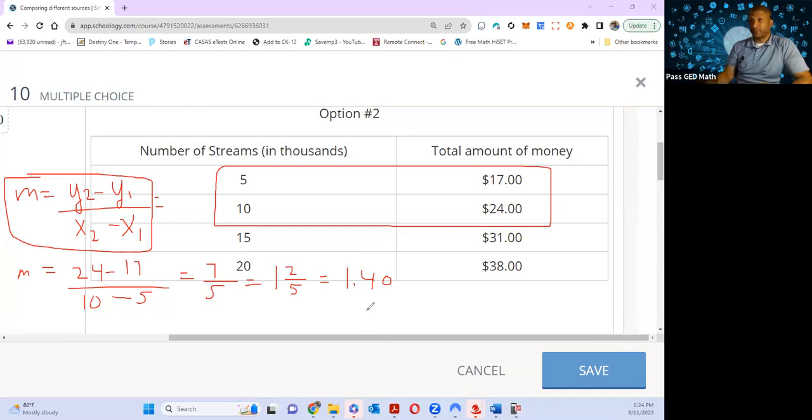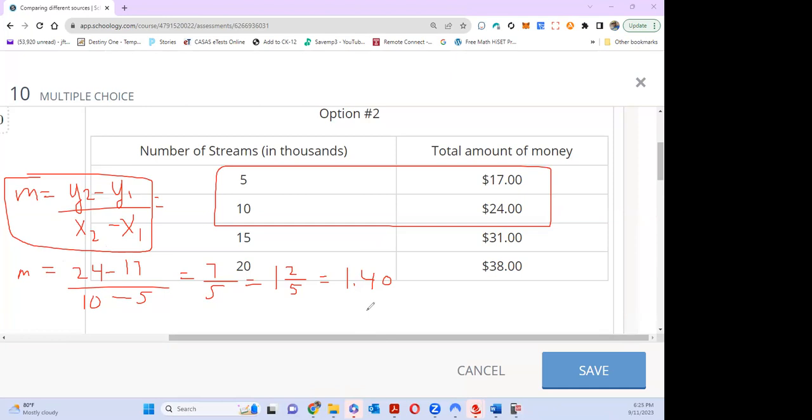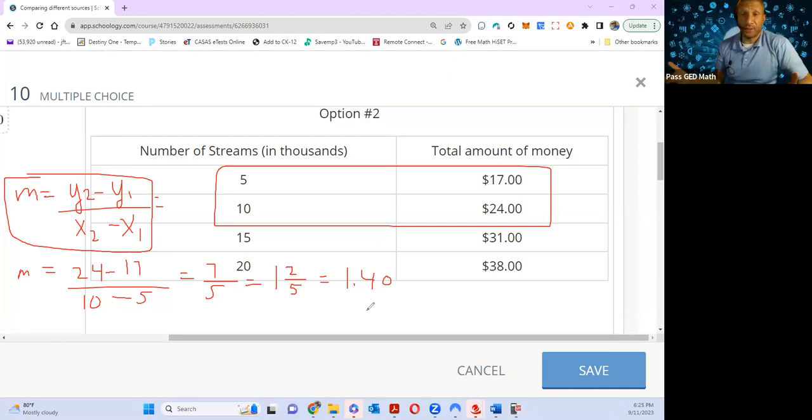$1.40. Okay. Now, how do you find the y-intercept? Again, look how long this problem is taking to find the y-intercept. Again, this is how you have to be prepared. This is why you have to practice.